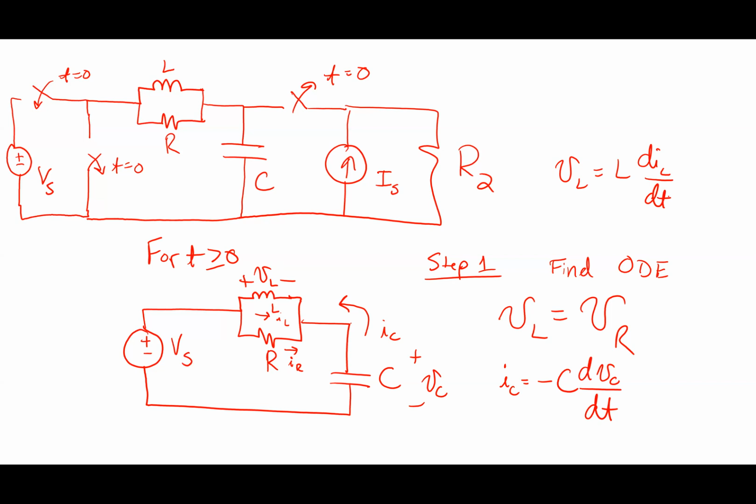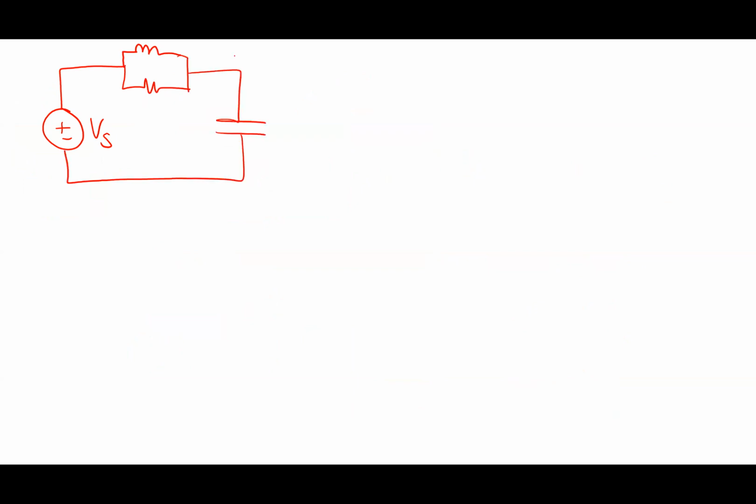All right. So the suggestion was to write KVL. All right. So here's my circuit again. Here's V sub S. Here's the inductor. Here's the resistor. Here's the capacitor. IC is here. VC is here. That's VL. That's IL. And that's IR. Okay, so let's write KVL. 0 equals.